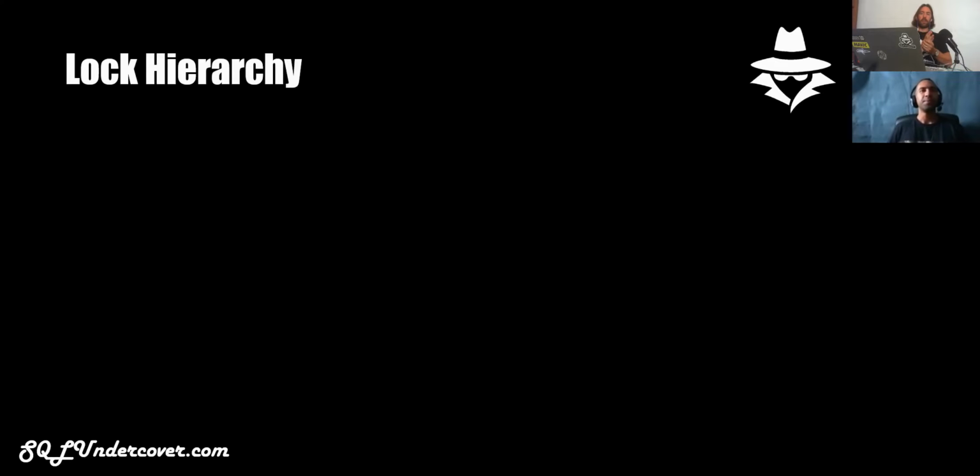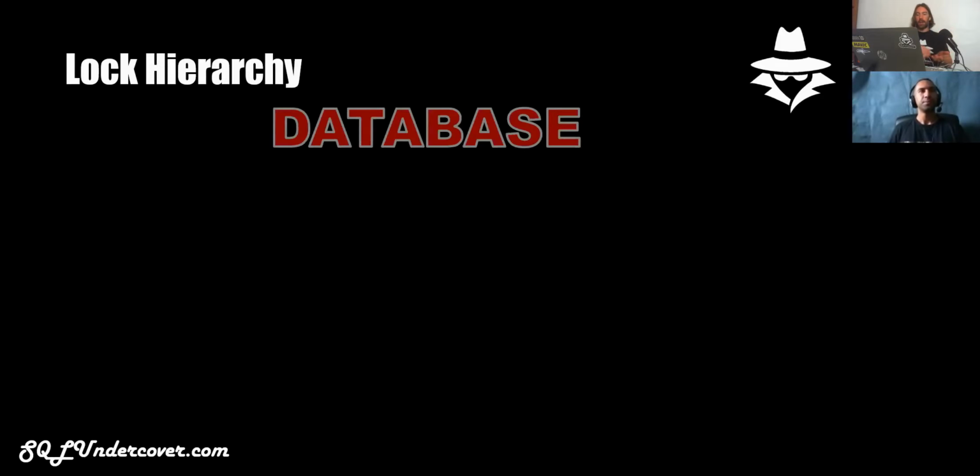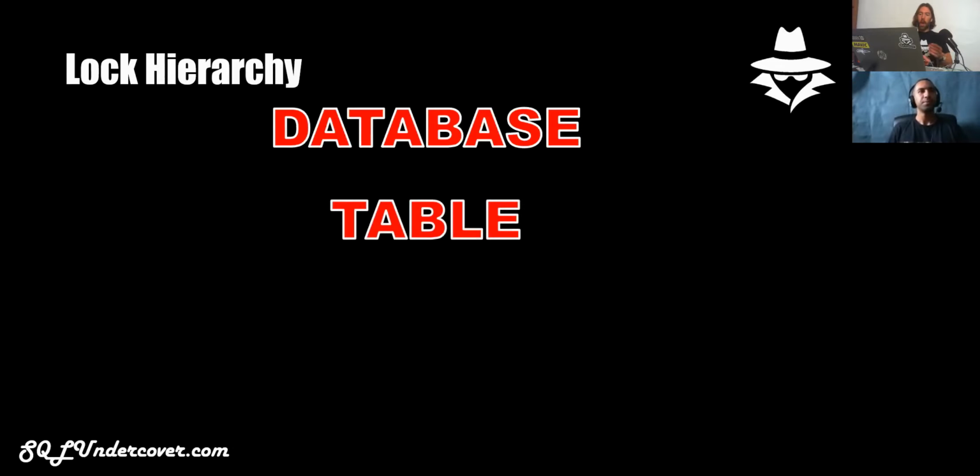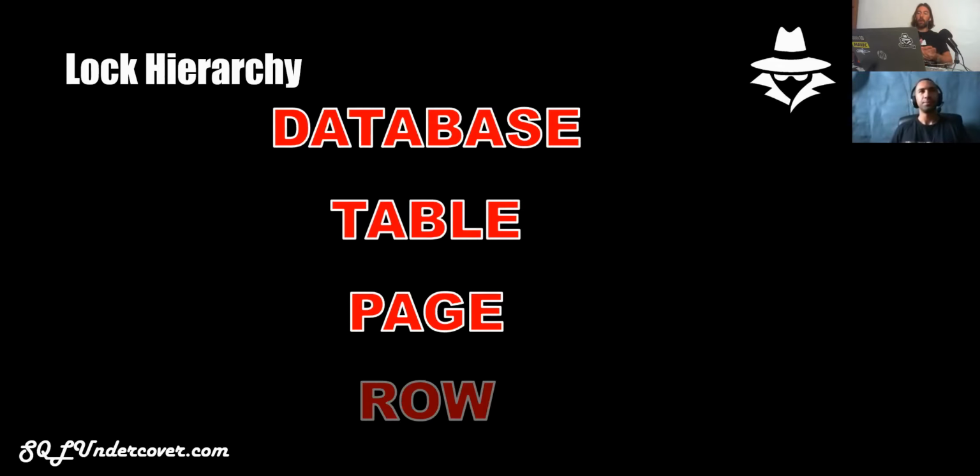So, lock hierarchy in SQL Server. I'm sure you would know, but just to remind you, we can put locks at different levels. We can put a lock at a database level, at a table level, we can lock a page, or we can lock a row. And any lock at a high level has the same effect on the lower levels, if that makes any sense. So if we place a lock at a table level, so we put an intent lock at a table level, that effectively locks every page in that table and every row in those pages. So that's the lock hierarchy.